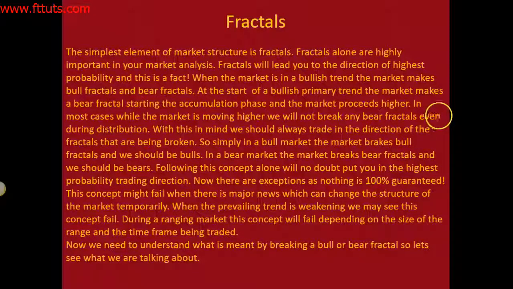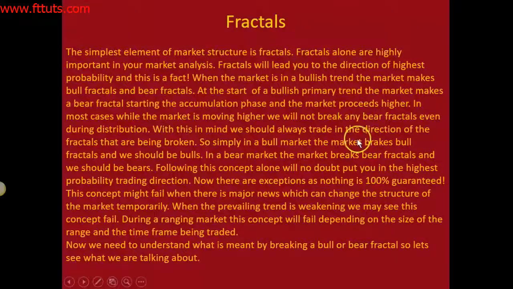When the market is in a bullish trend, the market makes bull fractals and bear fractals. At the start of a bull primary trend, the market makes a bear fractal starting the accumulation phase. All right, so the accumulation phase we talked about, the market makes a bear fractal, and that starts the accumulation phase. All right, and then the market proceeds higher. And you'll see this in examples as we go on.